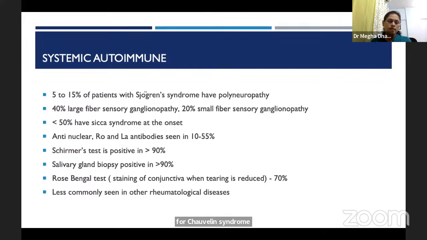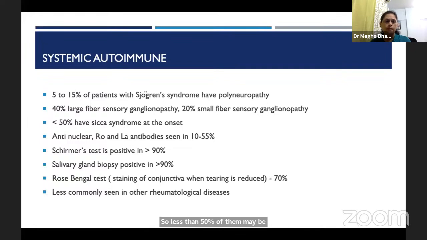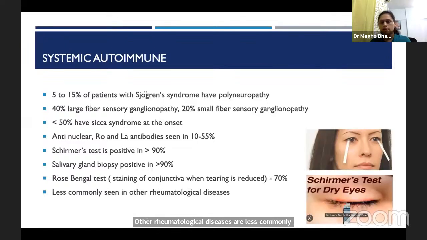So these patients may not have sicca syndrome at the onset, as in this patient who had come to me. Less than 50% of them may be symptomatic for Sjogren's. Antibodies may be positive in about 50% of the cases. However, if there is a strong index of suspicion, we can do ancillary tests, Schirmer's and salivary gland biopsy. Other rheumatological diseases are less commonly seen. This is how a Schirmer's test looks.